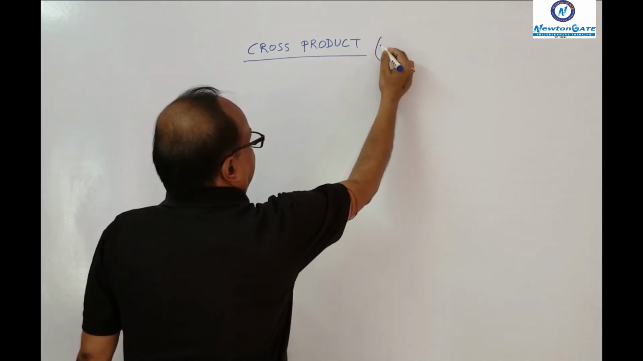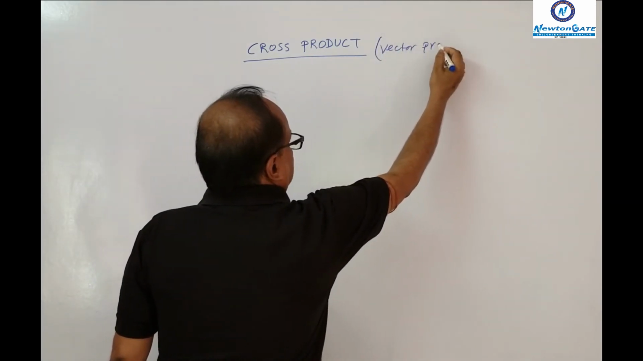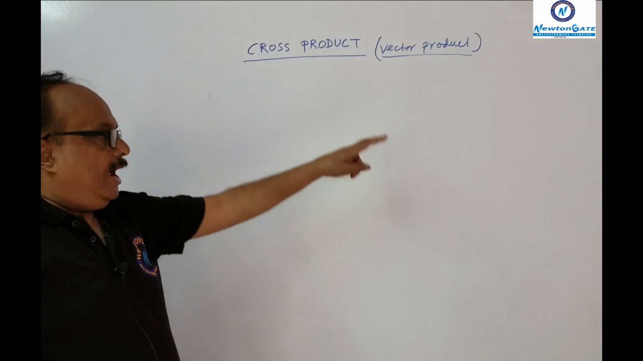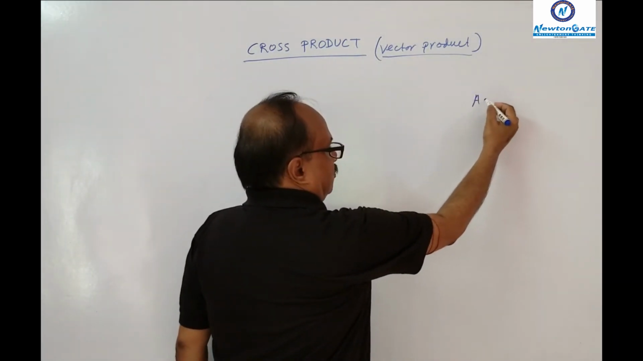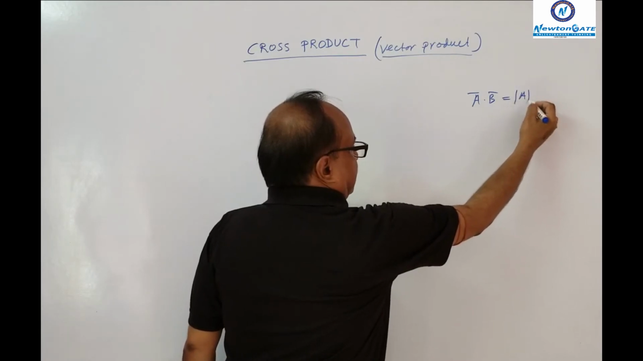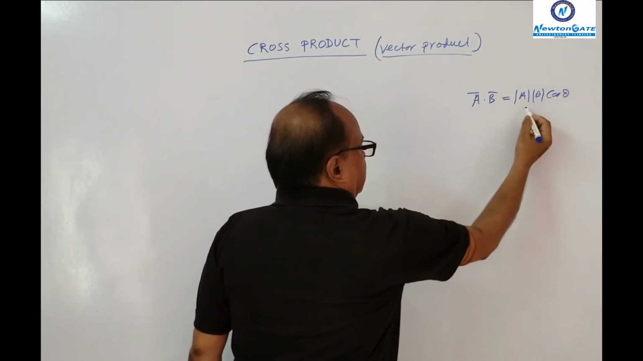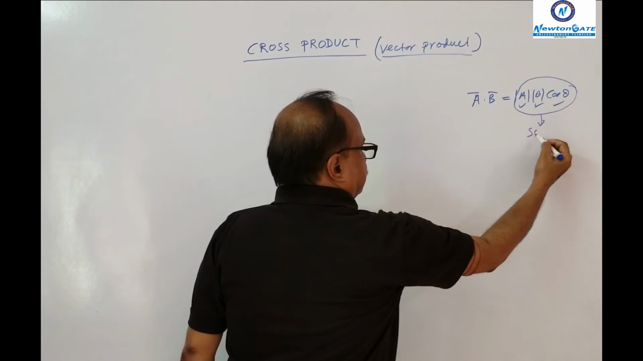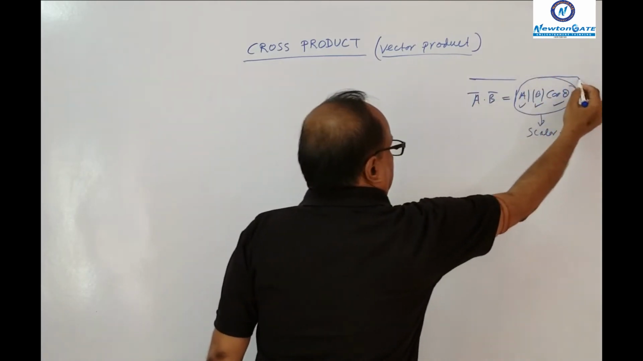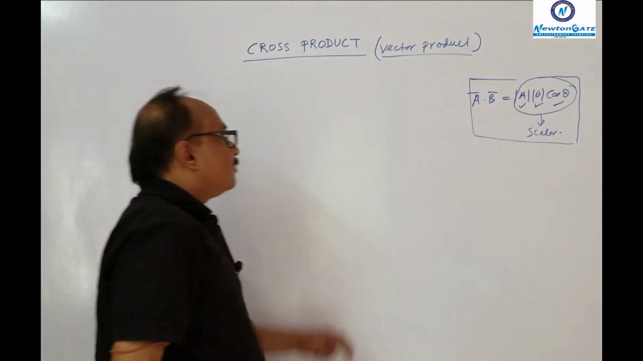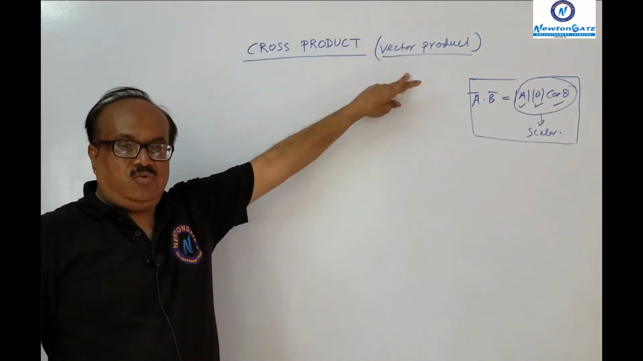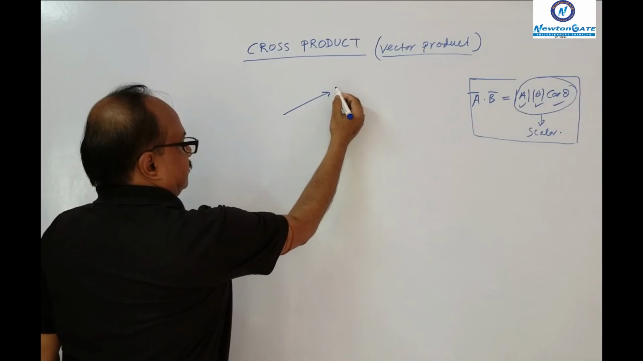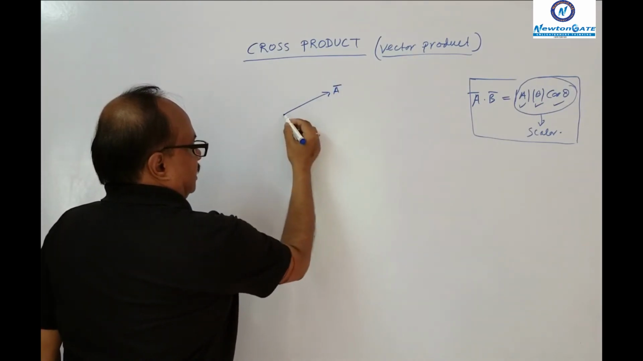Or the name of it is the vector product. Why is it called vector product? Because the output is a vector quantity. In the previous case you saw that we have magnitude A, magnitude B and cos theta. That means this is a scalar quantity, this is a scalar quantity, this is a scalar quantity. The output is entirely a scalar quantity in the dot product case. But the cross product case is a vector quantity. How is it a vector quantity? I will tell you. See, this is a vector A. This is our vector B.